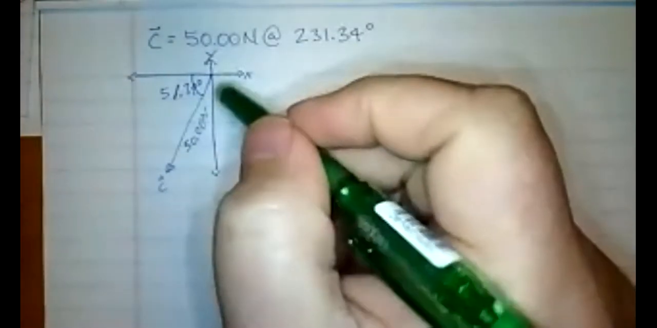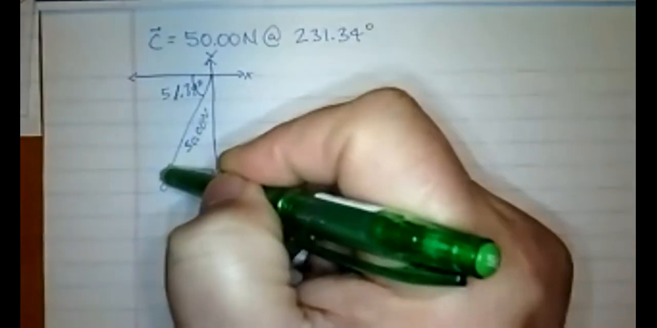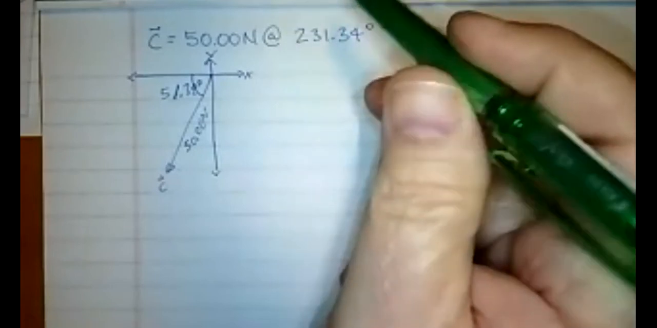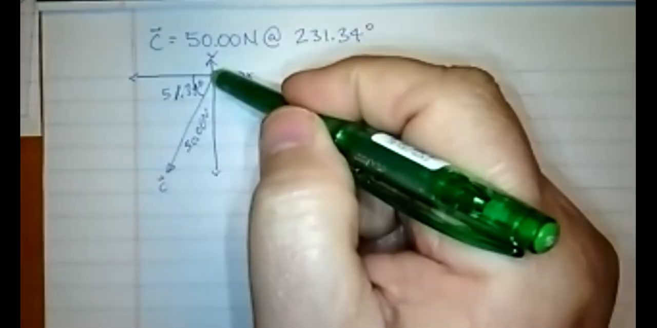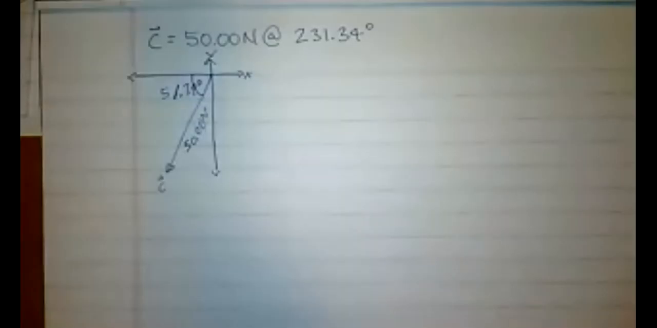Again, I've been recommending we imagine walking from the tail of the vector to the head of the vector, and do so by walking along coordinate axes directions. So if I start by going off to the X direction, I'm going to the left, which is a negative X direction. So I'm going to indicate that by walking this way. And that's my C sub X.